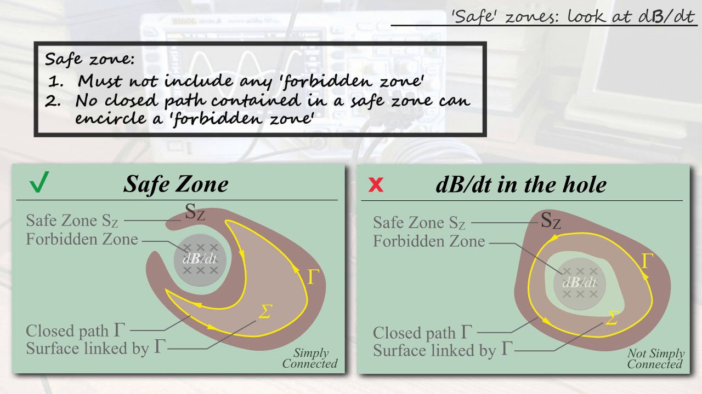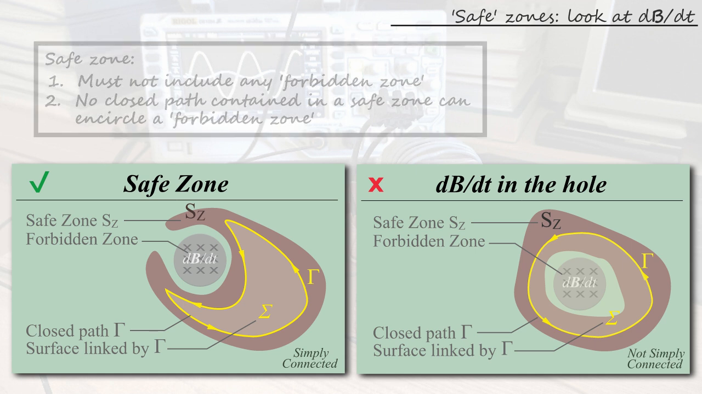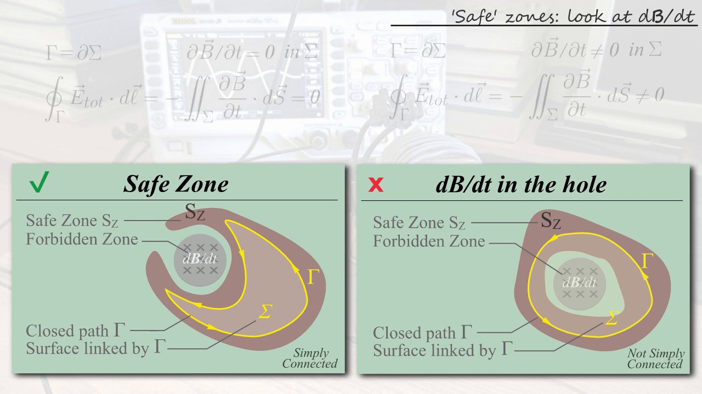Consider a monolithic region of space with a hole in it. If there is a magnetic induction field dB/dt inside the hole, the forbidden zone does not belong to the region itself because it is external to it, and yet it would be possible to find a closed path that goes around the forbidden zone while staying entirely inside the monolithic region. This is something that we cannot accept if we want all possible paths not to link any dB/dt contribution.